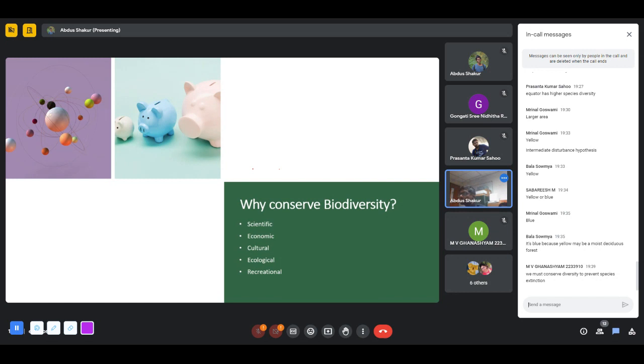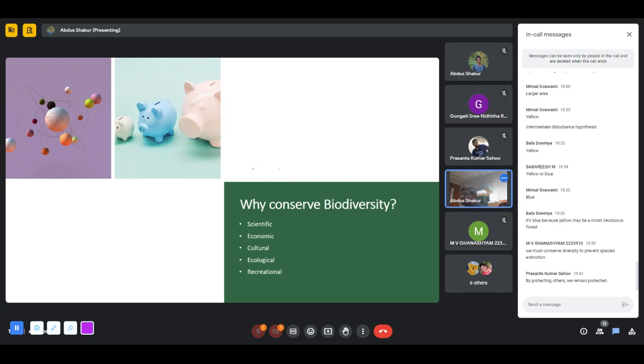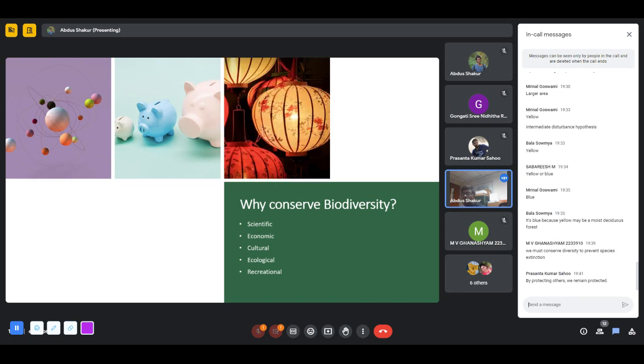Let's say, for example, bees pollinate much of the crops that we get. So by protecting others, we remain protected. Most of the crops are pollinated by some sort of insects, so it has some economic benefits. It has cultural benefits. Let's say, for example, elephants, tigers in India. Most of the species in India have cultural benefits. Even if you go to northeastern parts of India, where hornbills are, hornbill casks are an integral part of the local culture.